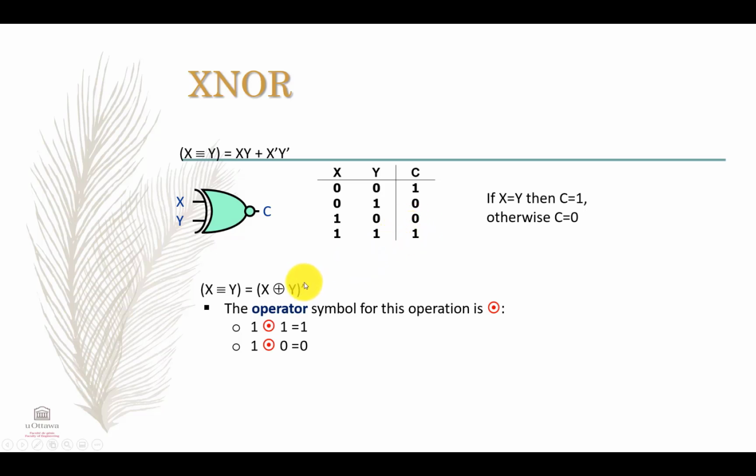Okay, so the XNOR logical operation can be described either by the equality here, or by negating the XOR, or by having this symbol. Okay, the conventional representation of the XNOR is basically like an XOR with a bubble at the end.